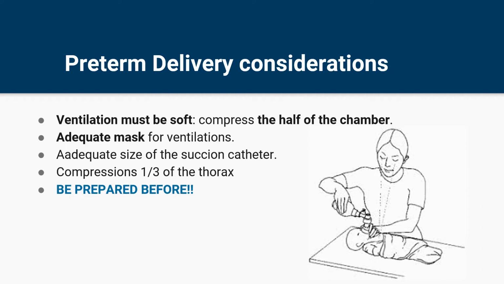Preterm delivery considerations. When we have a preterm delivery, we need to know a few things. The first one is that the ventilation must be soft, because the lungs are very easy to break. So you need to compress half of the chamber. If you have a non-pressure measurement chamber, you compress half of the chamber, and use an adequate mask for the ventilation that fits very well on the baby's face. Use an adequate size of suction catheter, and the compressions on the anteroposterior 1/3 of the thorax. Okay, and you have to be prepared before.